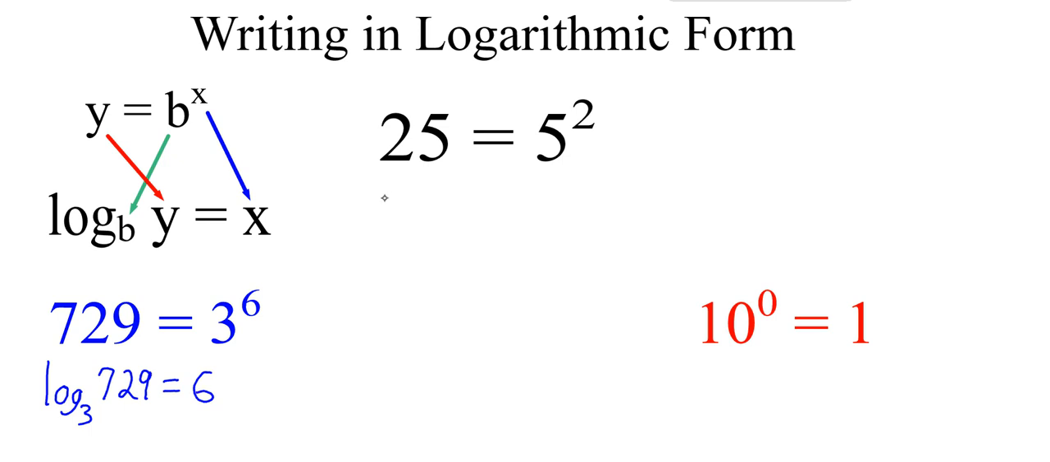So 25 equals 5 squared. If I rewrote this as a logarithm, it's log base 5 of 25. So it's saying 5 to what power is 25? Well, the answer is 2. The last one down here, 10 to the 0 is 1. So I can say that this is log base 10, and I don't need to write it because it's a common log, of 1 is equal to 0.